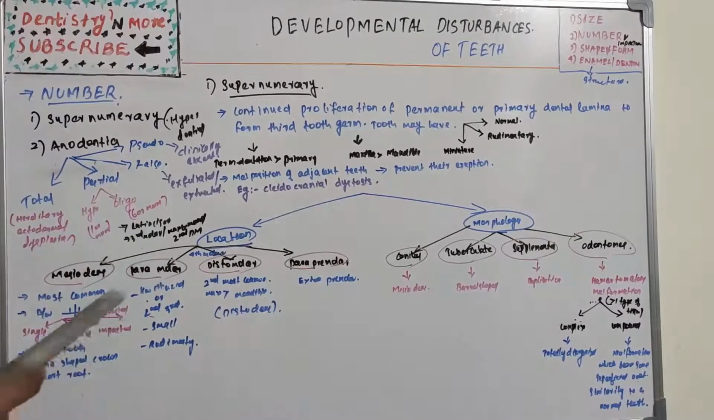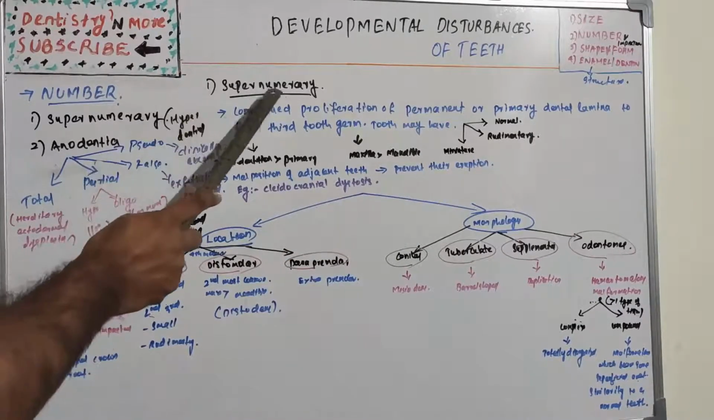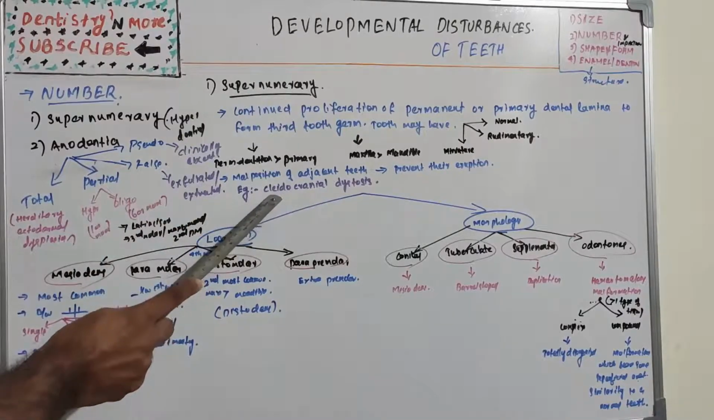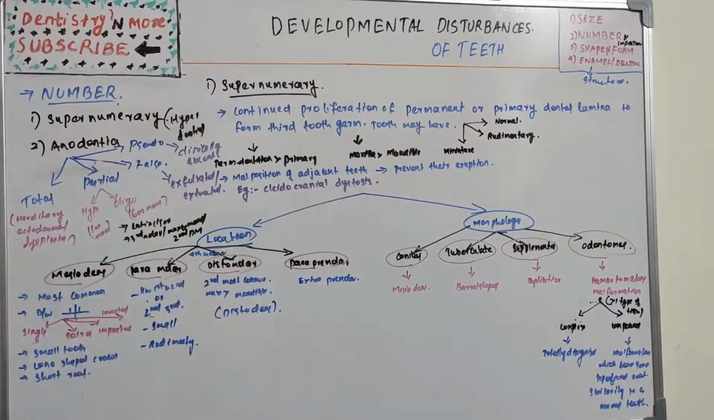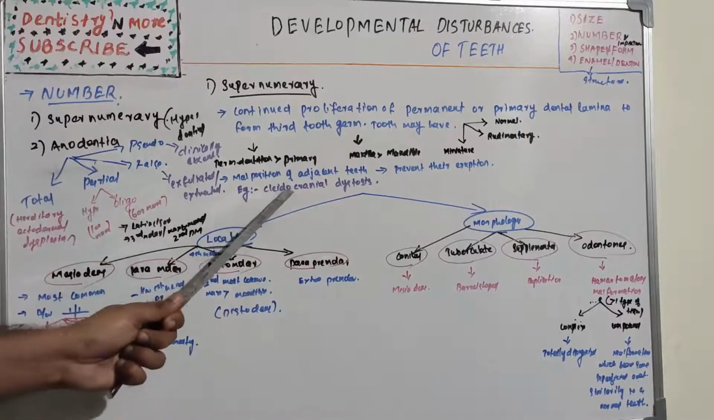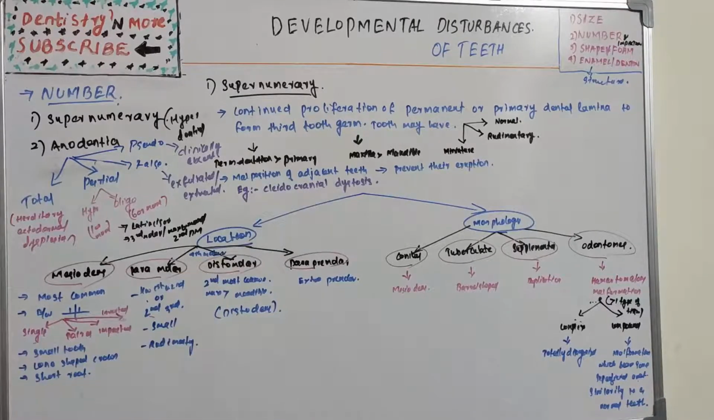There will always be malposition of adjacent teeth, because this will create crowding, and it might prevent the eruption of adjacent teeth. Most commonly, supernumerary teeth are associated with cleidocranial dysostosis. Hereditary ectodermal dysplasia is related to anodontia. This is supernumerary teeth, cleidocranial dysostosis.